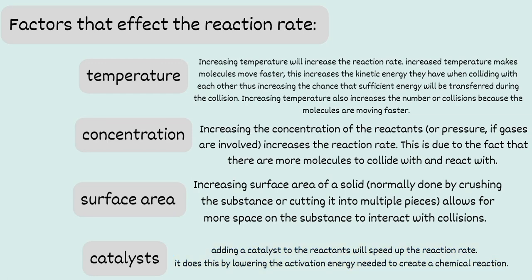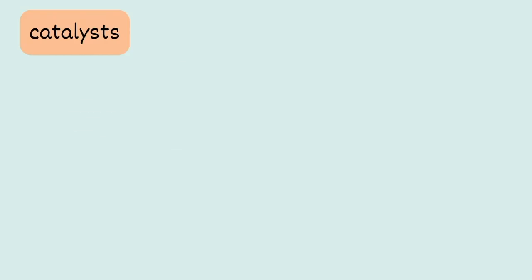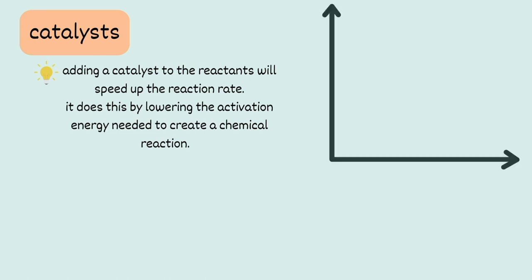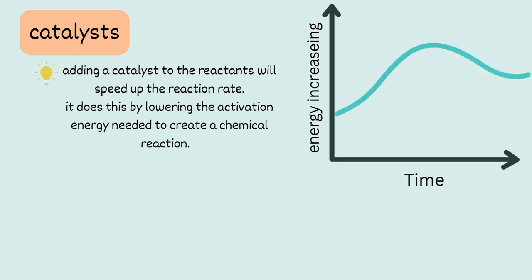Let's emphasize a bit more on the catalyst. Adding a catalyst to the reactions will speed up the reaction rate. It does this by lowering the activation energy needed to create a chemical reaction. Let's look at a visual of this concept. We have time increasing as we go left to right on the x-axis and energy increasing as we go up the y-axis. The blue line represents a system, a chemical equation.